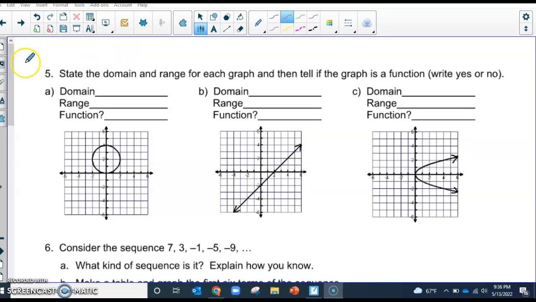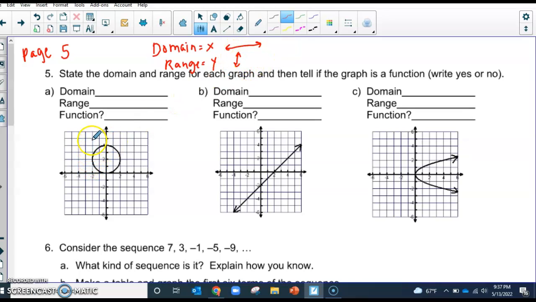Alright guys, here is page 5 of our final review. We are looking at domain and range. Remember that domain deals with our x's. We're looking at how far left and right our data goes, and our range is dealing with our y's, and we're looking for how far down and up our data goes.